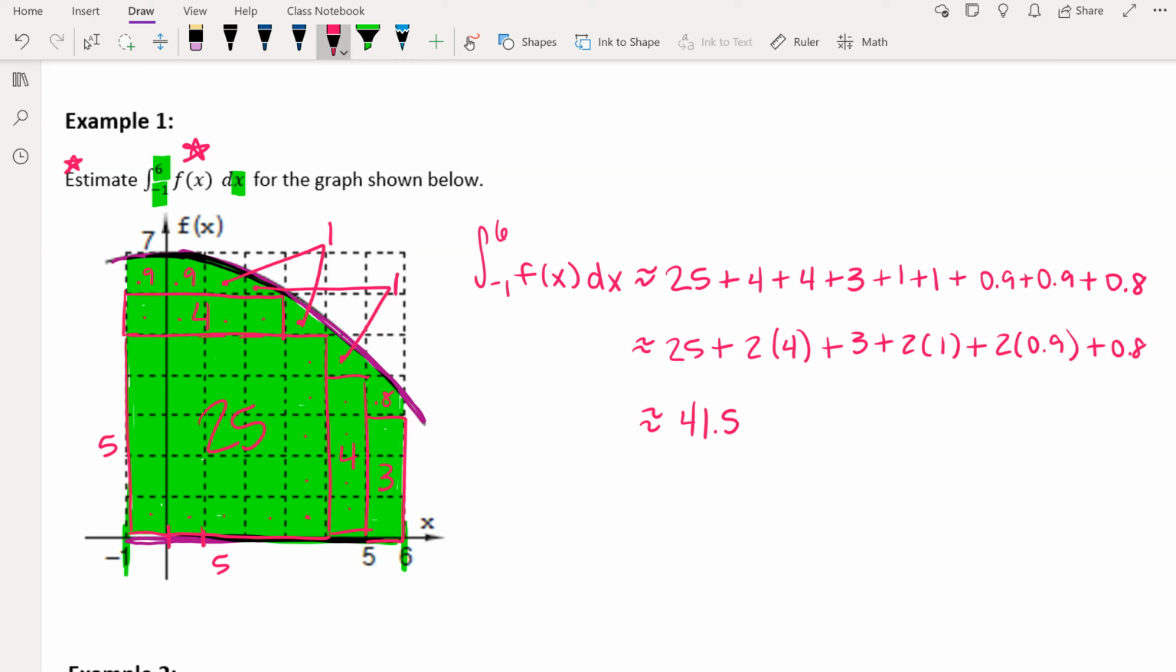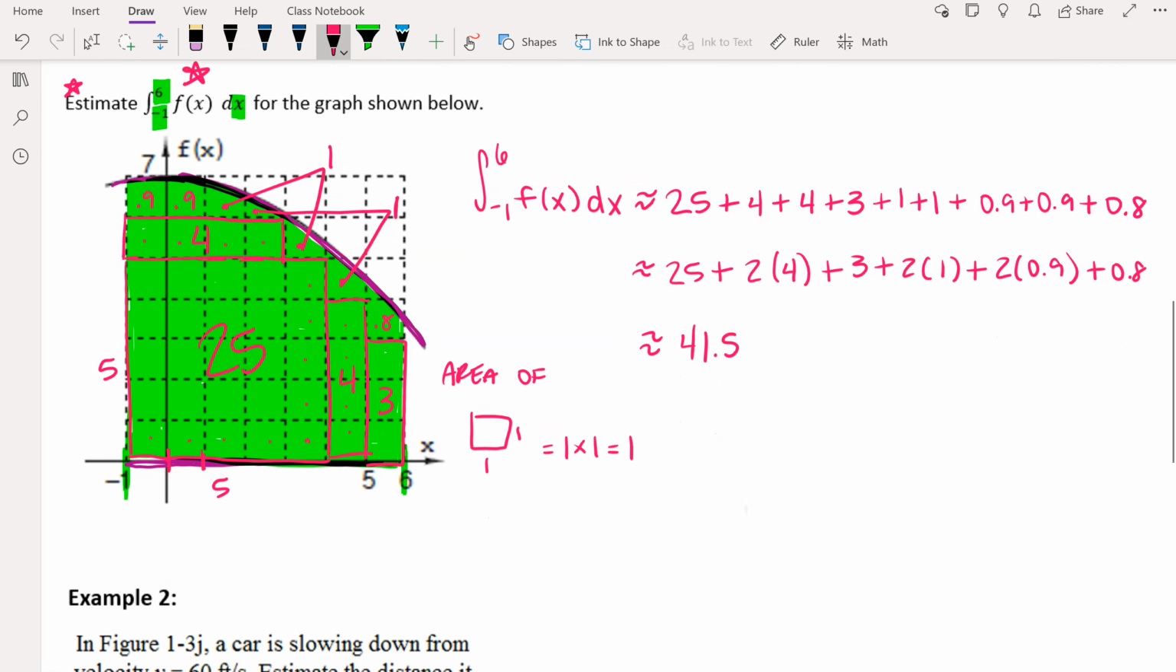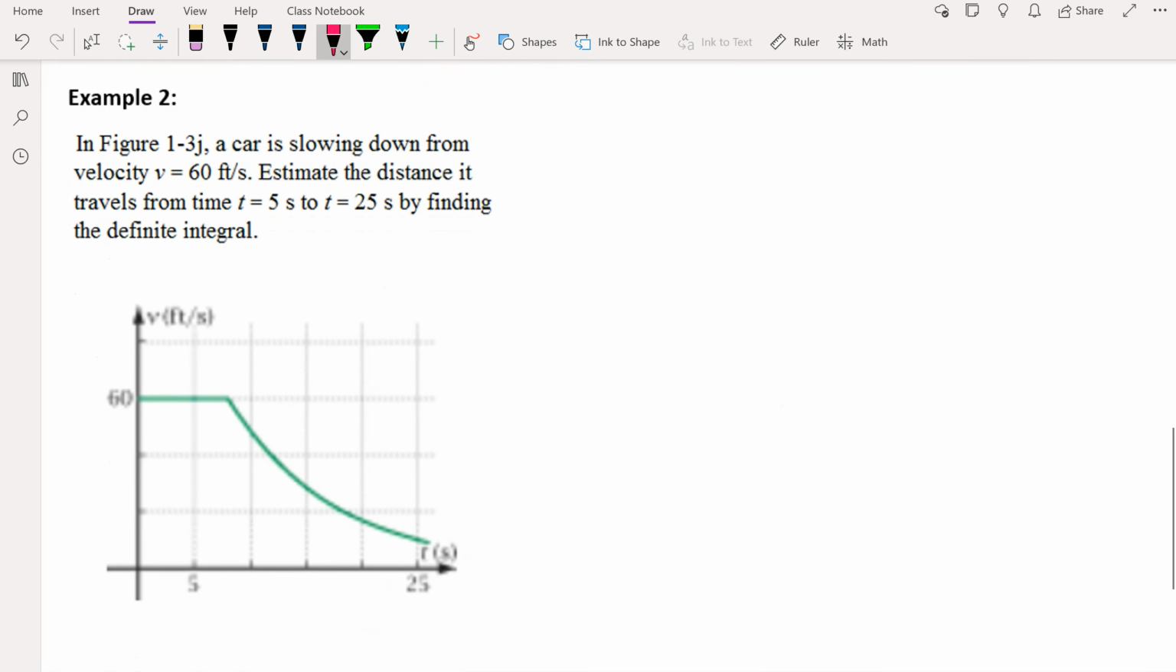And oh, y'all, what I was saying is the area of one square is 1 by 1, right? They're all 1 by 1. Each one of these is just width 1, height 1, which equals 1 times 1 equals 1. So that's why we just count each square as 1. All right. Let's go ahead and move on to a different example.